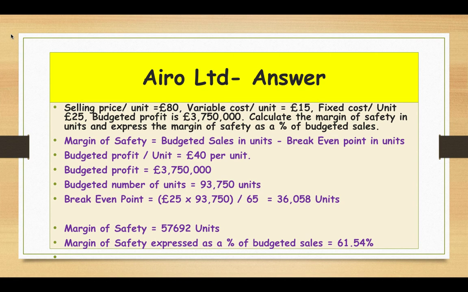Now the second part, margin of safety expressed as a percentage of budgeted sales, which is margin of safety 57,692 divided by the budgeted number of units, which is 93,750, times 100, because we are going to do the percentage. So you will get 61.54%.